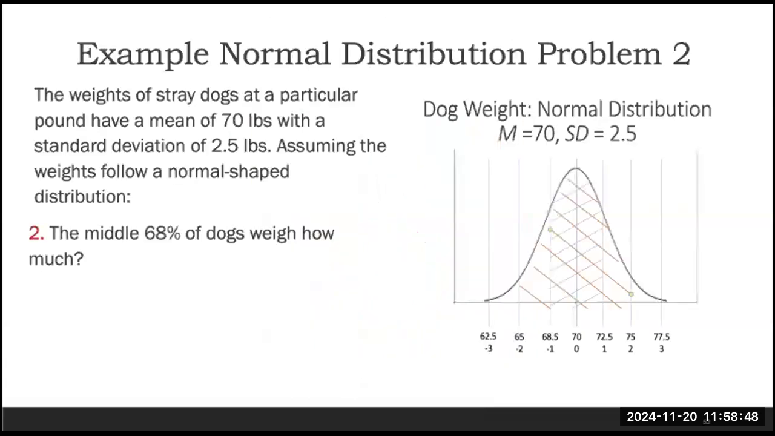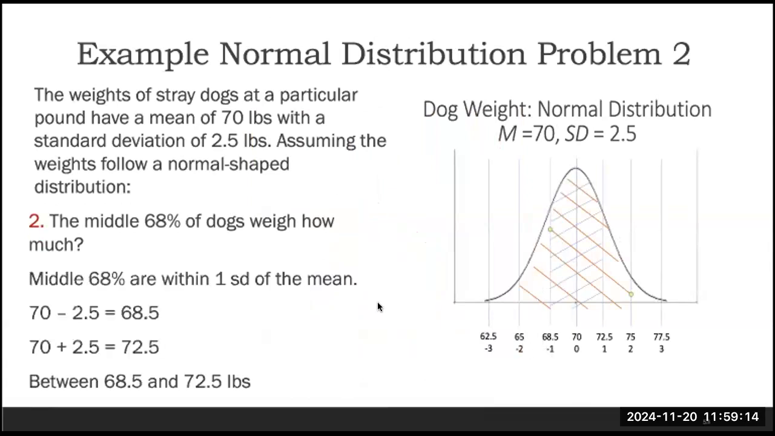Okay, so here's another way I could ask a question. Again, same scenario, weights of stray dogs, mean of 70. So here I have it drawn already for you, with a standard deviation of 2.5. The middle 68% of dogs weigh how much? So to answer this question, you need to remember middle 68 means within 1 standard deviation of the mean. So what are we going to focus on? We're going to focus on looking at what value is 1 standard deviation below and 1 standard deviation above.